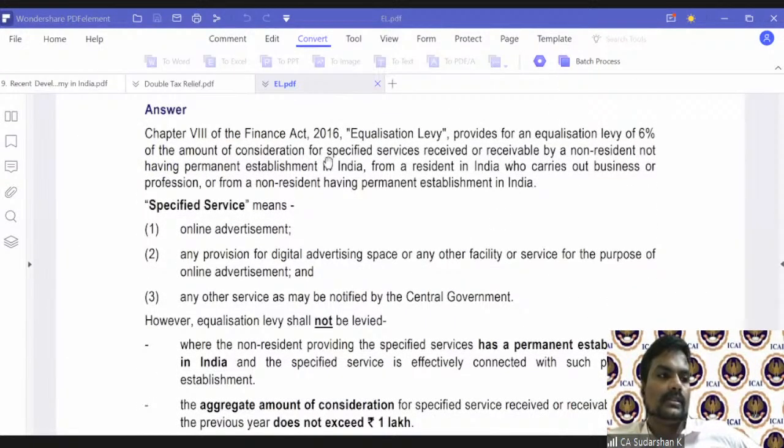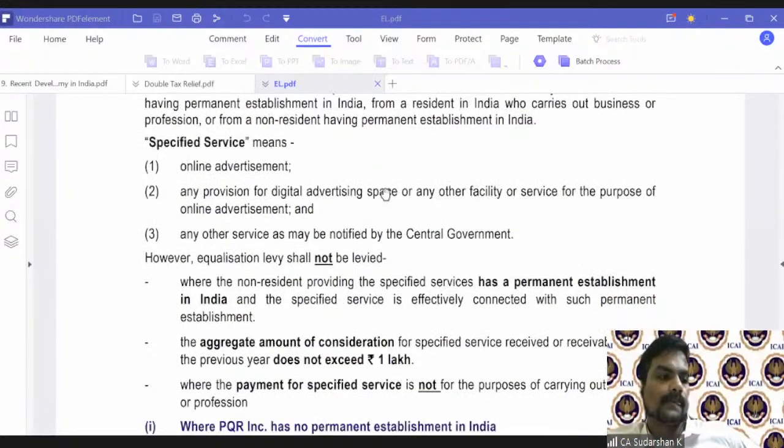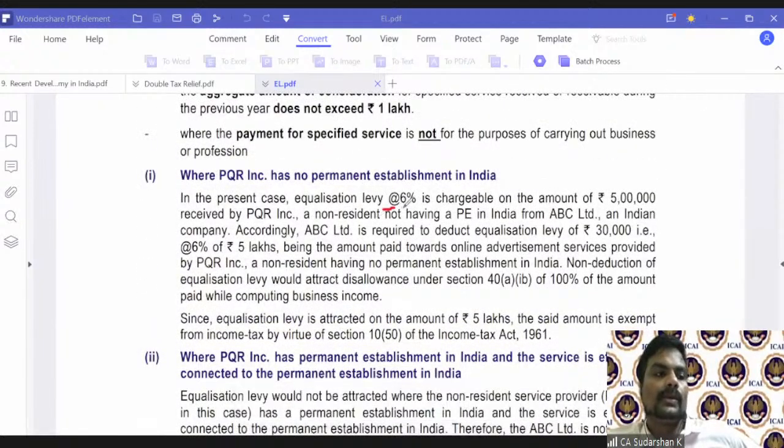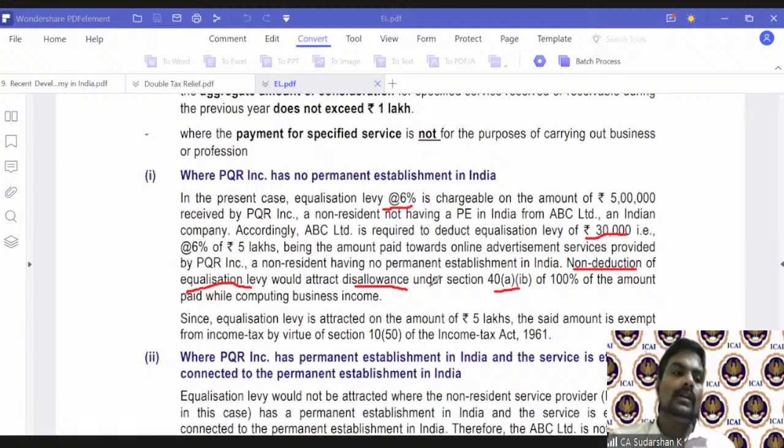So you look at this, Chapter 8 of the Finance Act. Basically, whatever we have discussed is encapsulated here. Where PQR Inc. has no permanent establishment in India, equalization levy at 6% is chargeable. So therefore, it works out to 30,000. Non-deduction of equalization levy would attract disallowance under section 40A(1)(b), 100% of the amount. So ABC Limited would have had to disallow the entire 5 lakhs had it not deducted equalization levy.